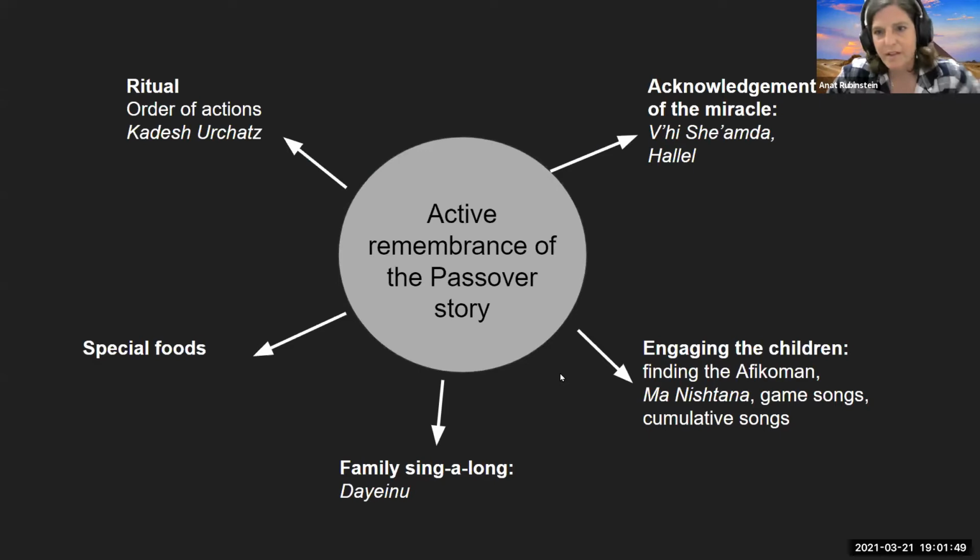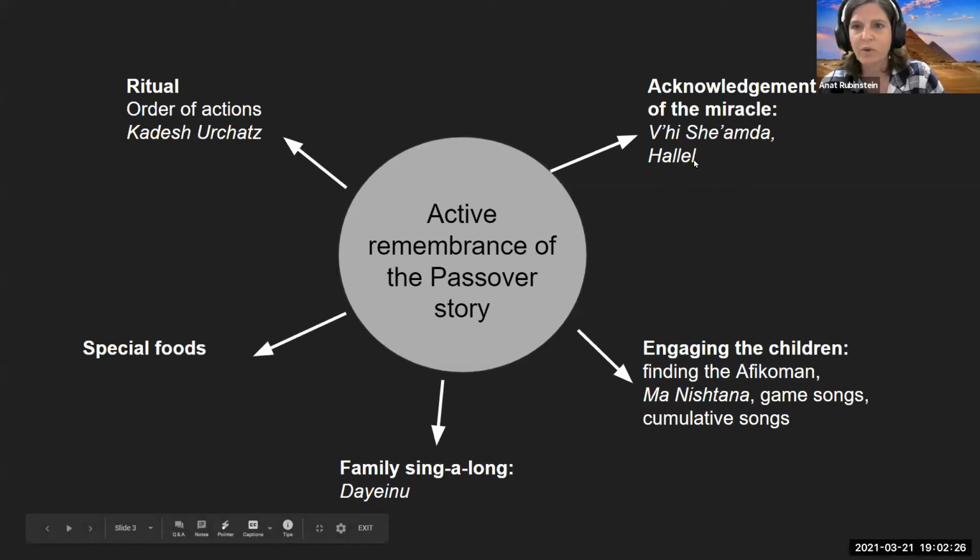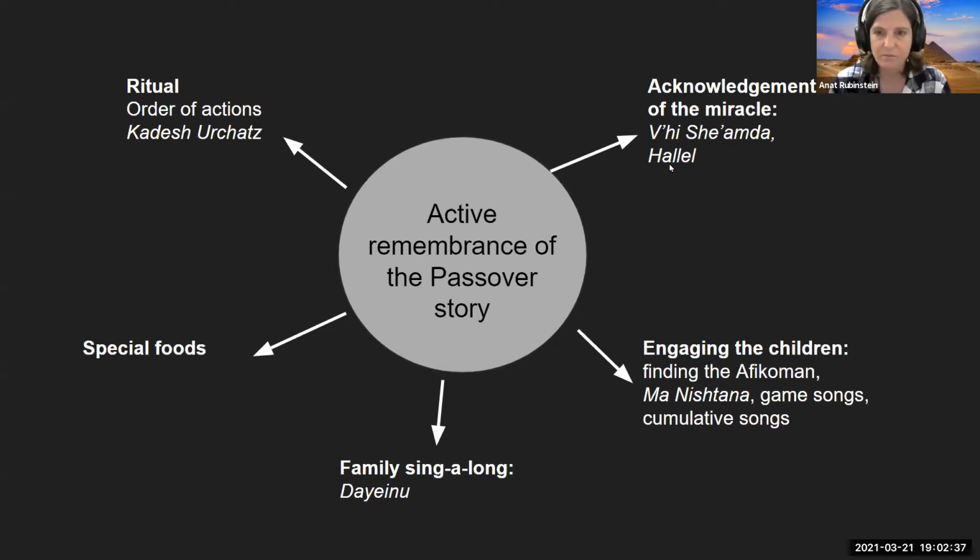As we look at the different functions of the Seder, and think about how to adjust songs or music to each function, the major goal of the Haggadah is an active remembrance of the Passover story. We have different ways to do that: a ritual, Kadesh, Urchatz, etc., an order of actions, and special foods. But look at these three categories. Acknowledgement of the miracle, with songs like Vehi She'amda and Hallel.